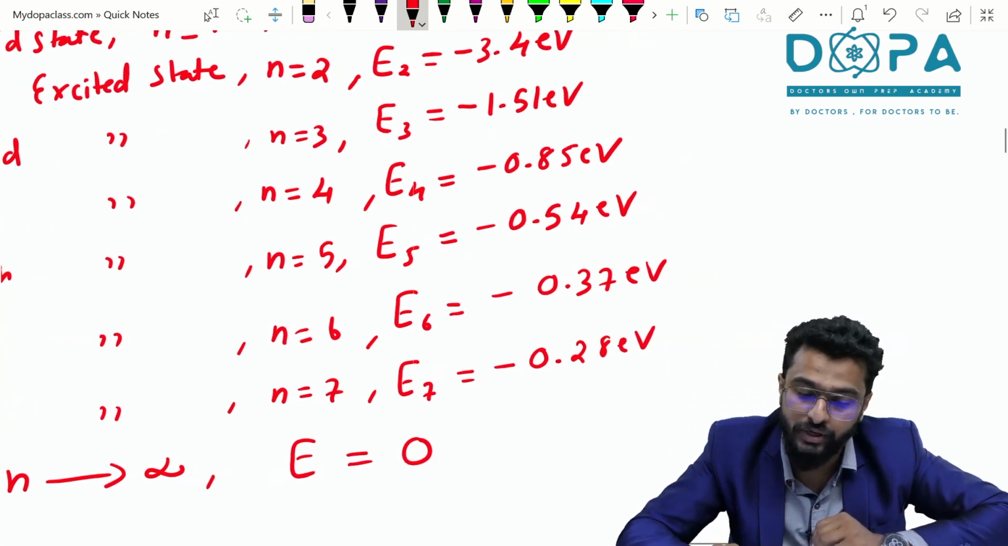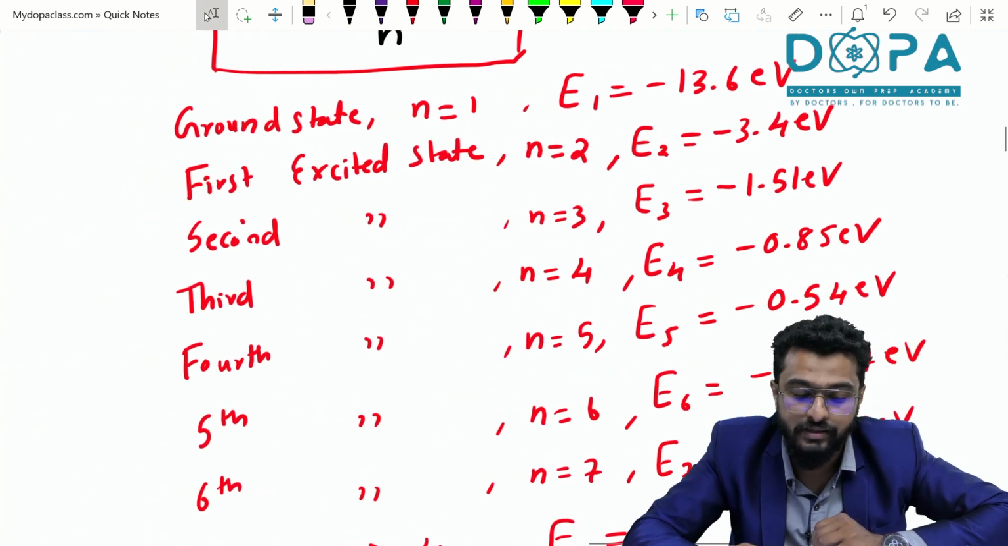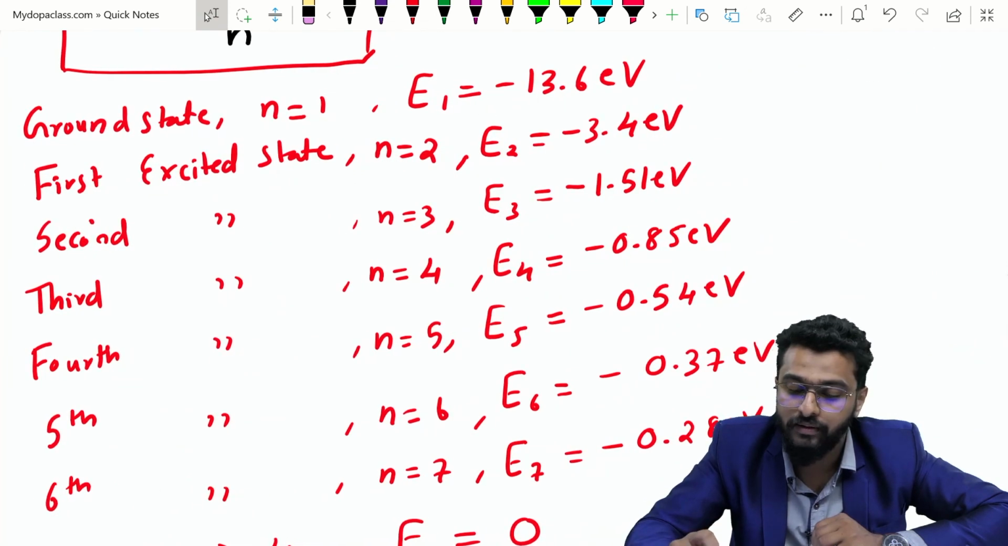Got it? So you need to study all these values by heart, so that you can score in the NEET exam.